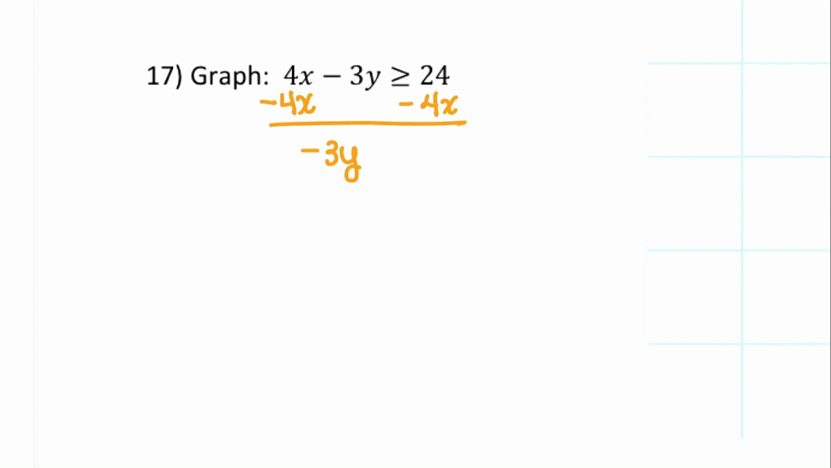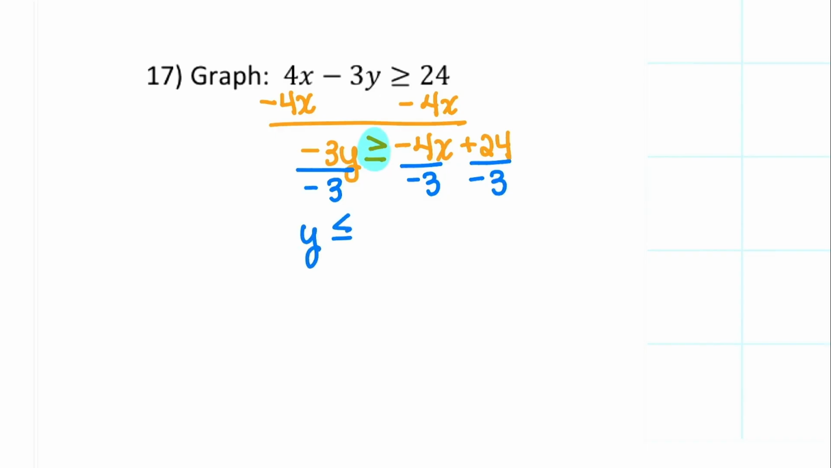We have negative 3y is greater than or equal to negative 4x plus 24. From here, we can divide both sides by negative 3. Don't forget, whenever we divide or multiply by a negative, we have to flip our sign. So this is going to become y is less than or equal to positive 4/3 x minus 8. Now we have our y-intercept along with our slope, and we can go ahead and graph this. And I'll also walk you through how to shade it.